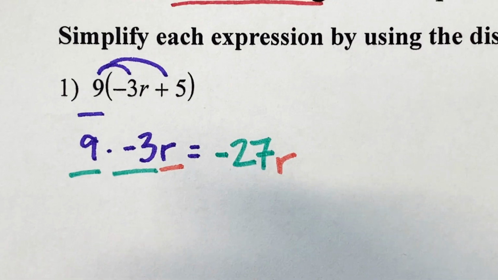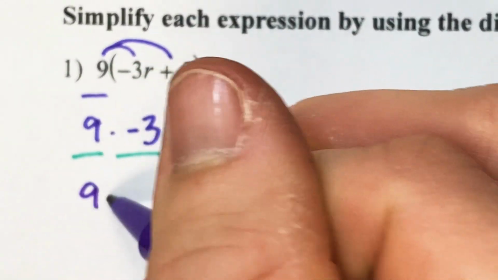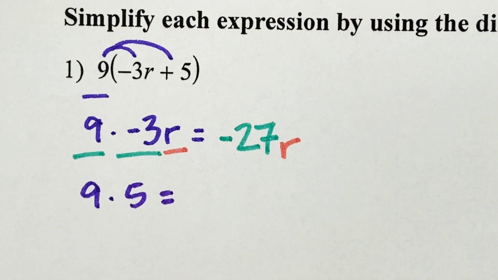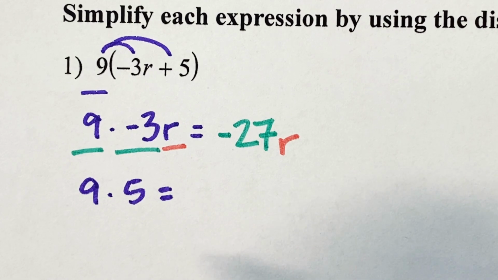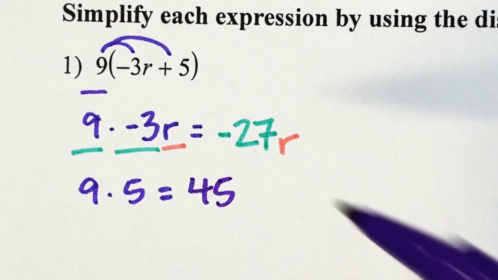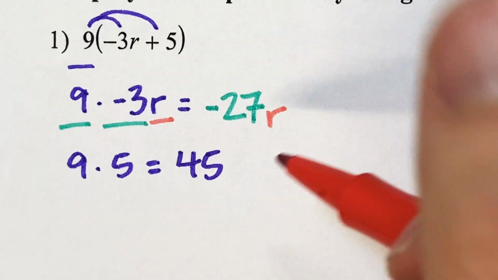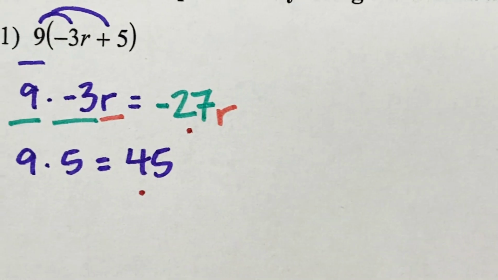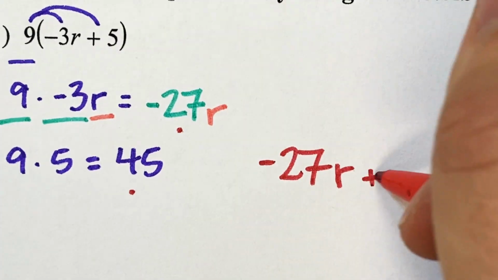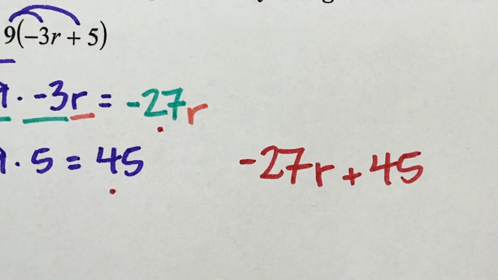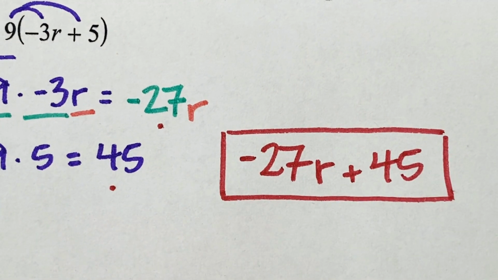Now let's look at our last piece. So now the 9 wants to multiply to the 5. So we have 9 times 5. This one's a little easier. There's no r's involved. So what is 9 times 5? It's going to give me 45. Then these guys are just pieces to my expression. So I have that piece and that piece. Then we just rewrite them together. So our final expression is negative 27r plus positive 45. And that is our simplified expression.